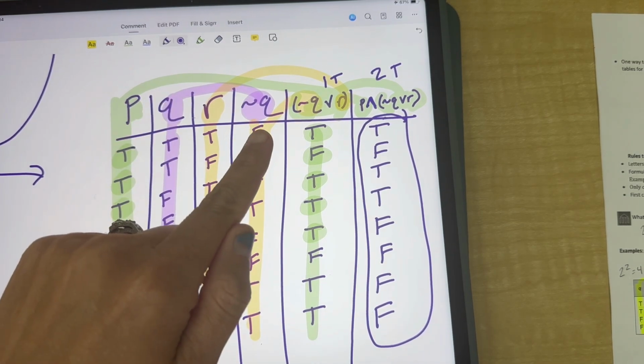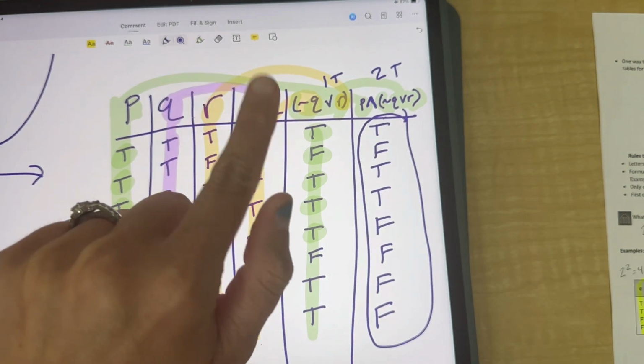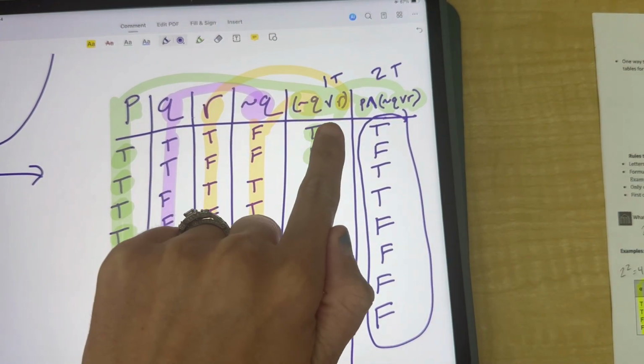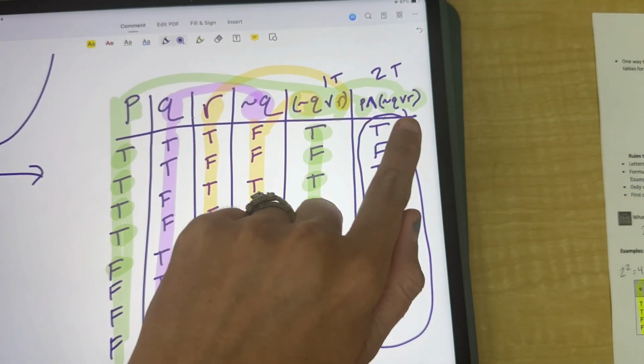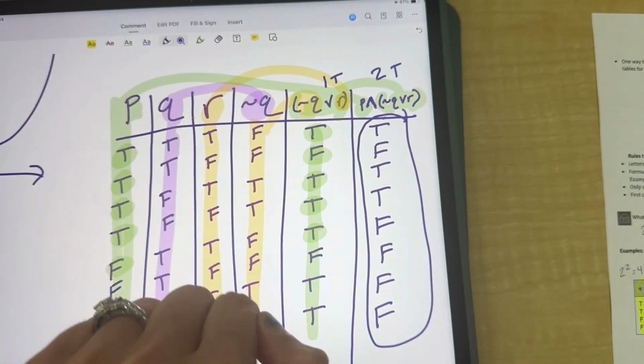I did any negations. I had a not Q in my final thing, so I found Q and did the opposites of it. Then I wrote out any parentheses I see, which was at the end right here. I wrote it out. I used the not Q, and I highlighted that in yellow.